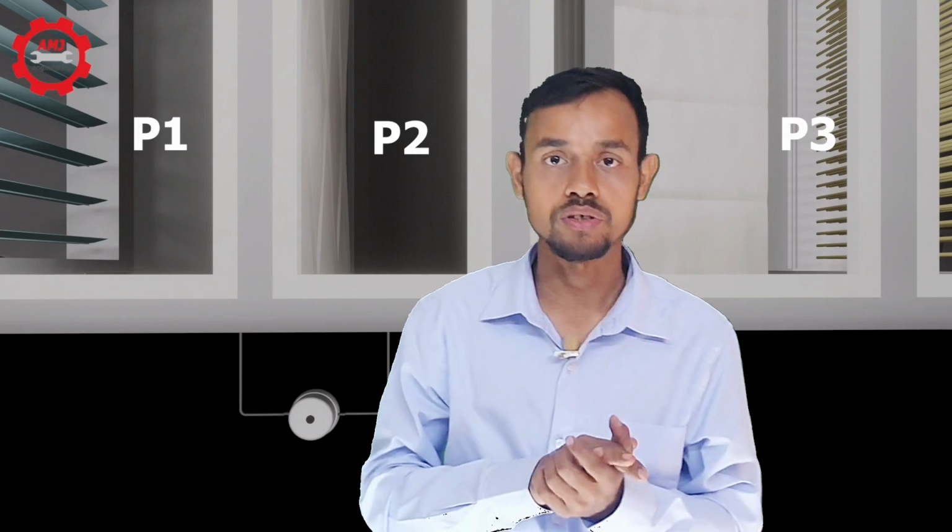Okay friends, AHUs come in different shapes and sizes with a range of configurations. They are usually placed on the roof, in the basement of the building, or on the floors of mechanical rooms that contain HVAC equipment.